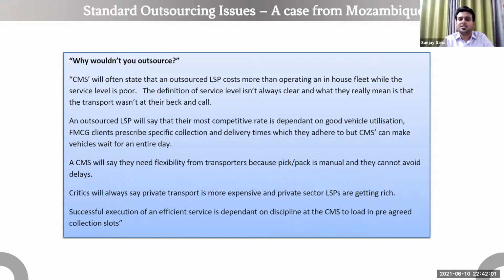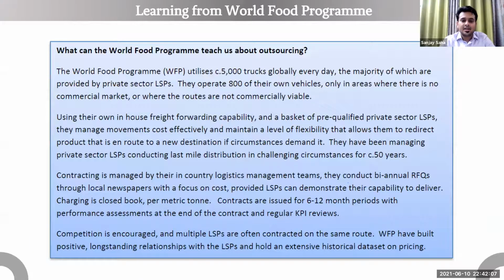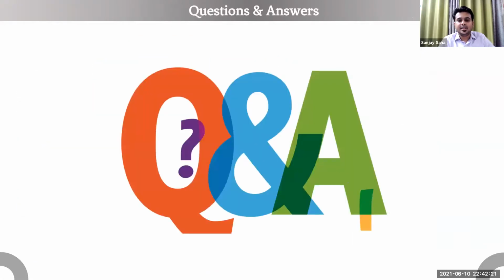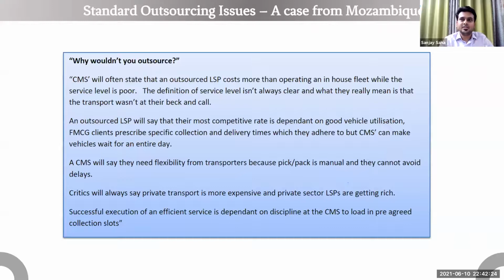Now, if you remember the WFP case example, let me go back to that very quickly. Here, there is a point that logistics service providers charge per metric ton. Okay, so they're charging by weight. Which means that in a truck, there is, of course, a utilization factor, that at a particular weight the fuel consumption is appropriate, and that's how they would charge a specific rate on that particular weight allocation.